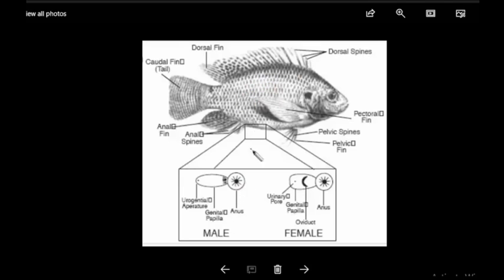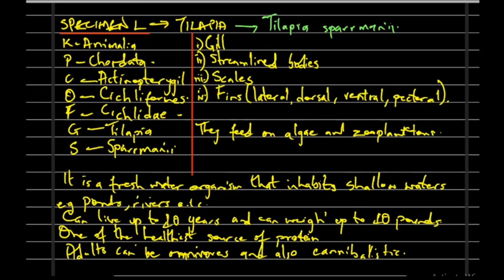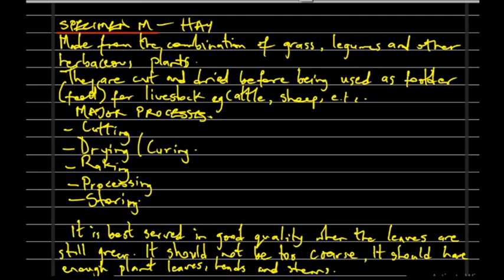Now, in cases where you want to differentiate between the sexes of this fish, this is how the male genital looks, and that of the female looks like this. So those are the things that we need to know about the tilapia fish, which is specimen L. And the next specimen we have is specimen M, which is hay.